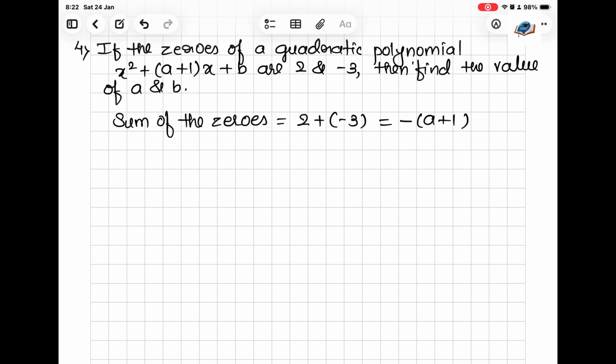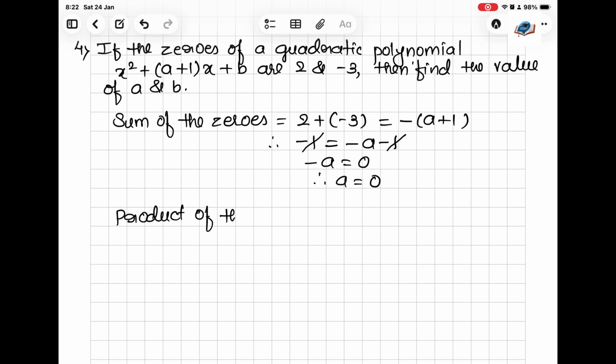So therefore I can say minus 1 equal to minus a minus 1. So on both sides if I cut minus 1, so minus a equal to 0. Therefore a equal to 0. And the product of the zeros will be equal to minus 6. So 2 into minus 3, that is minus 6, which is equal to b. So therefore b equal to minus 6. Therefore I can say a equal to 0 and b equal to minus 6.